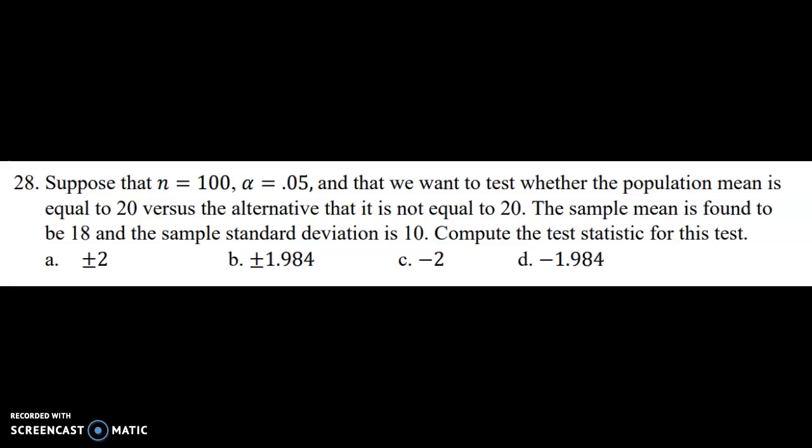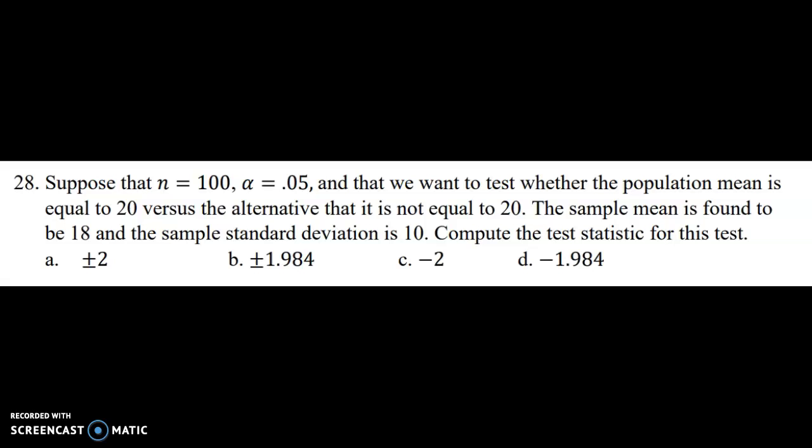Question 28. Suppose that n is 100, alpha is 0.05, and that we want to test whether the population mean is equal to 20 versus the alternative that it is not equal to 20. The sample mean is found to be 18 and the sample standard deviation is 10. Compute the test statistic for this test.